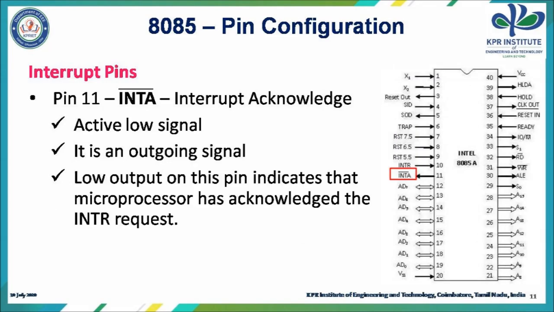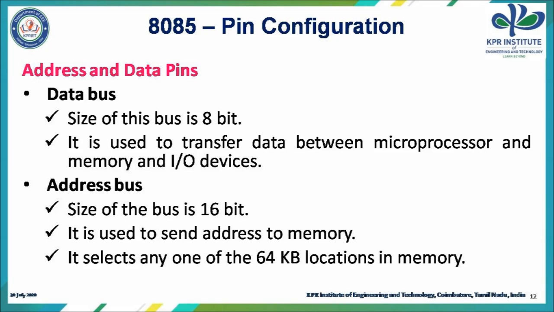And there is one more interrupt pin which is not a hardware interrupt, but it is the interrupt acknowledge pin. That is, whenever the processor receives an interrupt through the hardware pins, it will send one interrupt acknowledge signal to the corresponding peripheral device. It is an active low signal and an outgoing signal. So whenever this INTA bar pin goes low, it indicates that the processor has sent an acknowledgement signal to the corresponding peripheral device. Now let us see the address and data pins of 8085 microprocessor.